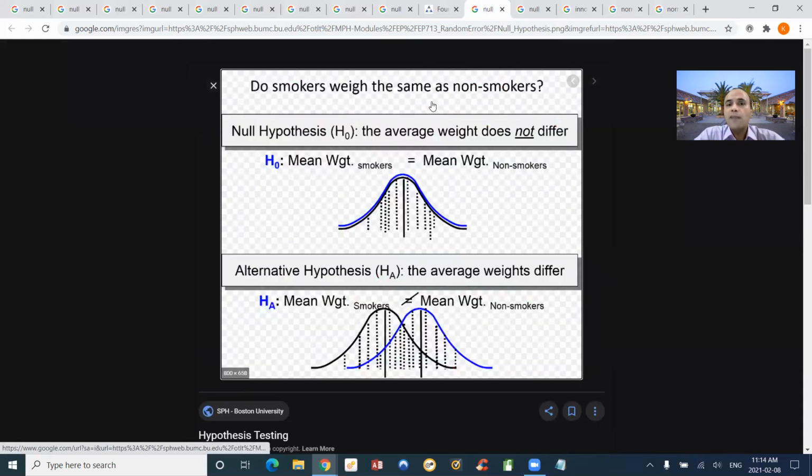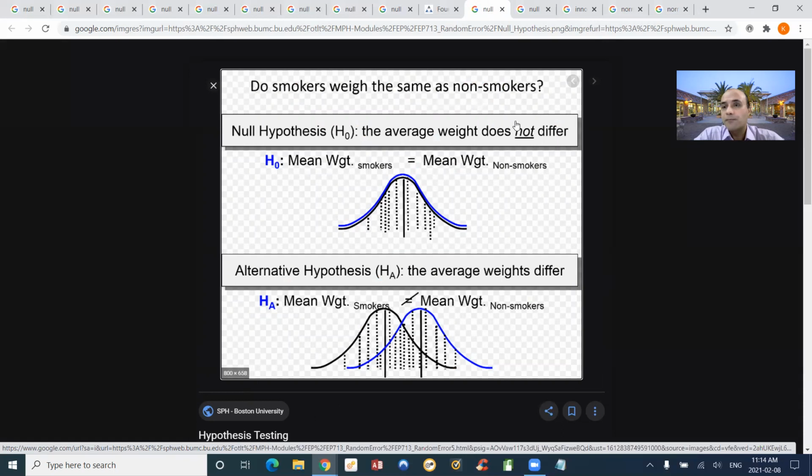Let's take a look at an example. Do smokers weigh the same as non-smokers? So null hypothesis, the average weight does not differ. And the way I'm going to do it, in the blue curve, I'm going to establish my sample, and the sample is going to be H0. And keep in mind, these are smokers. So basically, I could do many things. As we discussed in the normal curve in the previous session, you could potentially do this sampling in many ways.